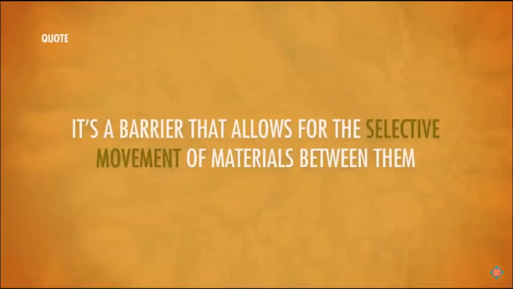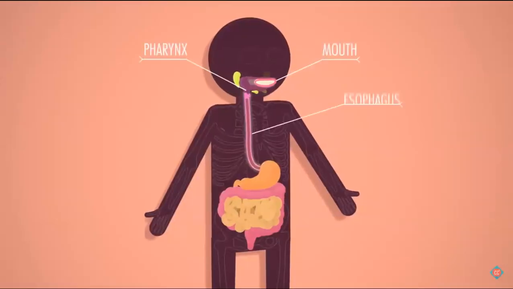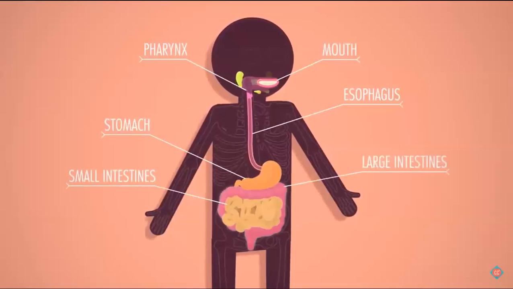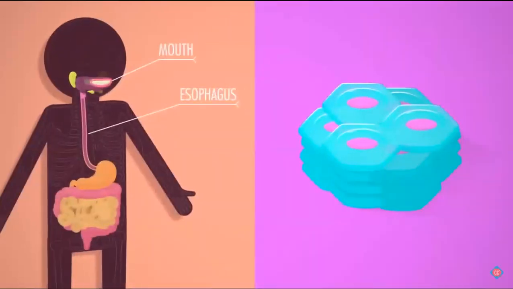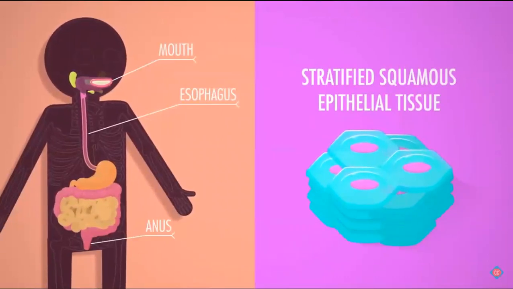You're a donut. So the layer of stratified squamous and columnar epithelial cells that line your tract is actually a barrier between the outside world and your inside world, but it's a barrier that allows for the selective movement of materials between them. It's these hollow organs that do the actual moving, digesting, and absorbing of food, and they include your mouth, pharynx, esophagus, stomach, and small and large intestines. In your mouth, in your esophagus, and at the other end of things at your anus, you have stratified squamous epithelial tissue, just like your epidermis, to help resist the abrasive action of, like, chewing corn chips, maybe.